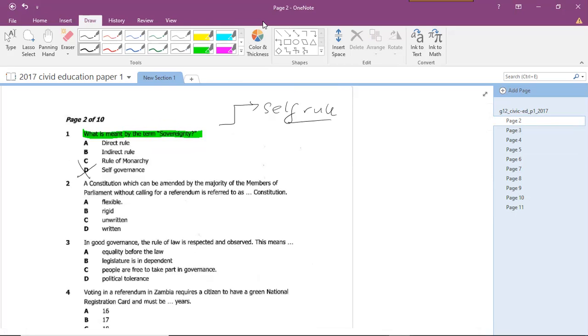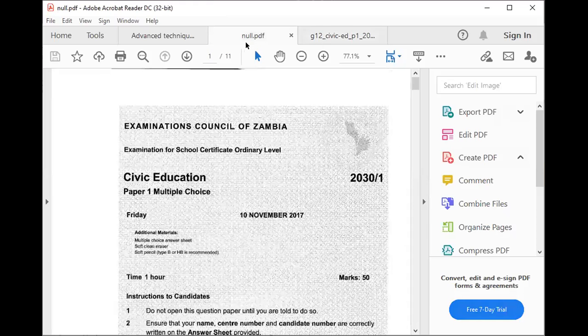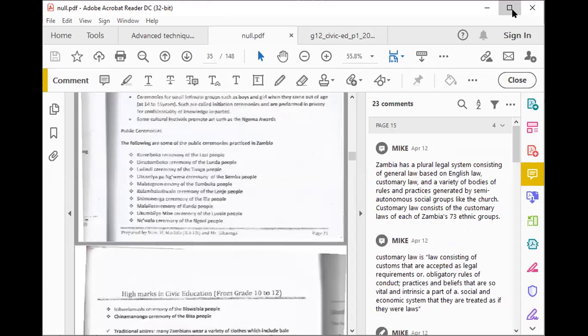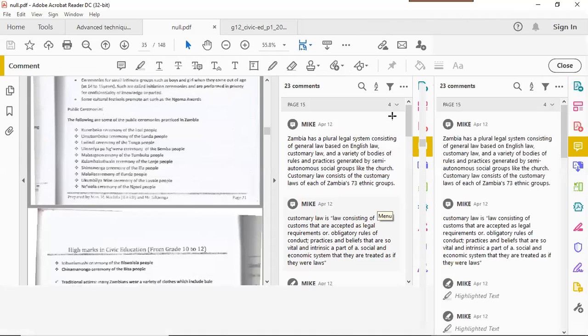You share. Okay. Let me try sharing Adobe Acrobat. Can you see Adobe Acrobat?